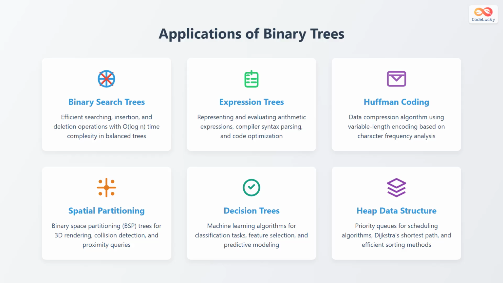Spatial partitioning, such as binary space partitioning trees, is used for three-dimensional rendering, collision detection, and proximity queries. Decision trees are employed in machine learning algorithms for classification tasks, feature selection, and predictive modeling. Binary trees are also used in implementing heap data structures, enabling priority queues for scheduling algorithms, Dijkstra's shortest path algorithm, and efficient sorting methods.